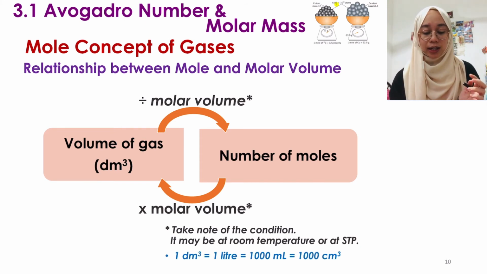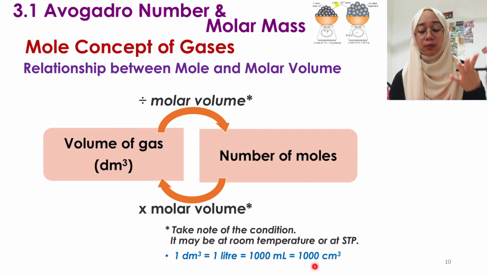Okay, so ini dia 1 decimeter cube is equals to 1 liter, which is equals to 1000 milliliter ataupun 1000 centimeter cube. Okay, maksud kalau centimeter cube nak pergi ke liter, kena bahagilah. Kamu kena bahagi dengan 1000 sebenarnya.